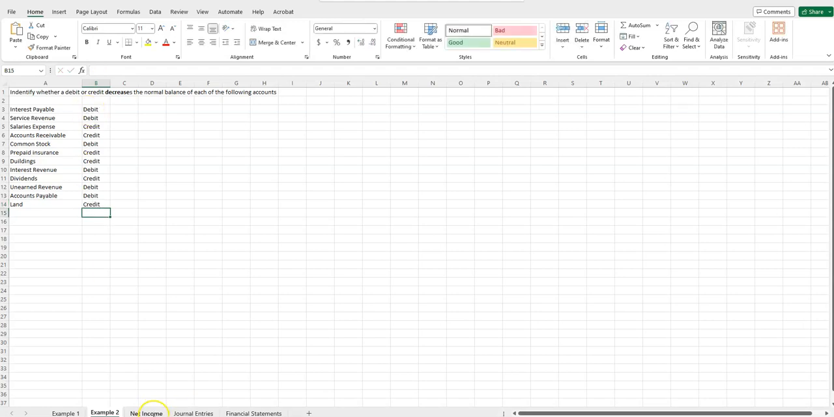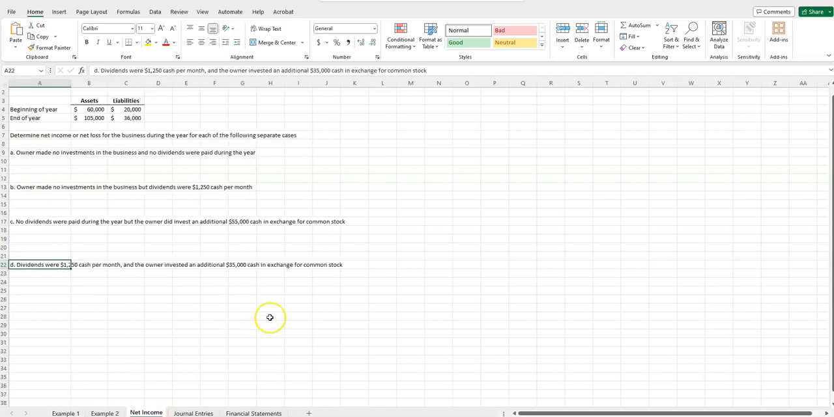Okay. Now let's look at example 3 with net income. We have different things here. We're trying to determine the net income or net loss for the business during the year for each of the following separate cases. The owner made no investments in the business and no dividends were paid during the year. So we're trying to determine what the net income is. One thing we have to remember is that the net income goes into the equity account.